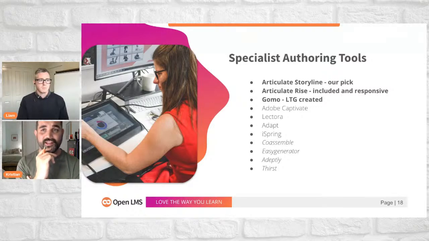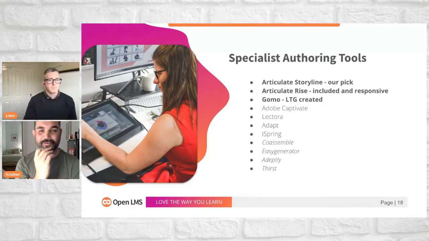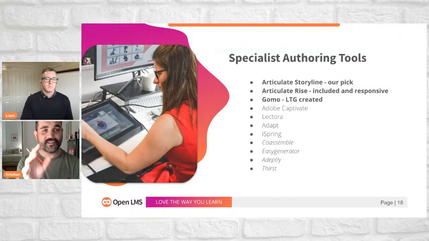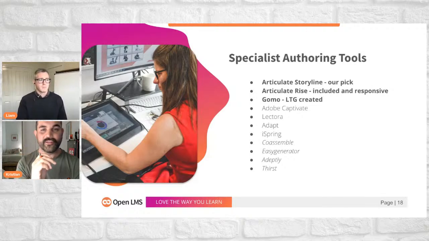iSpring is a nice tool if you want to get something like PowerPoint directly into a SCORM or directly into a course. If you want to kind of convert things, iSpring's handy for that one. And then there's the new ones. I've kind of put them in italics, but CoAssemble, it's beautiful. Like if you want a beautiful, simple course quickly, without any real fuss, CoAssemble's there. Easy Generator, another one. Adeptly is an interesting one. It has a few game-based scenarios. So if you want a nice gamification that's quite easy to build, Adeptly is probably it. And same with Thirst as well, another nice looking tool that we use.